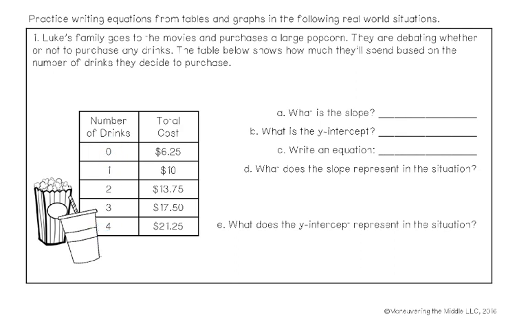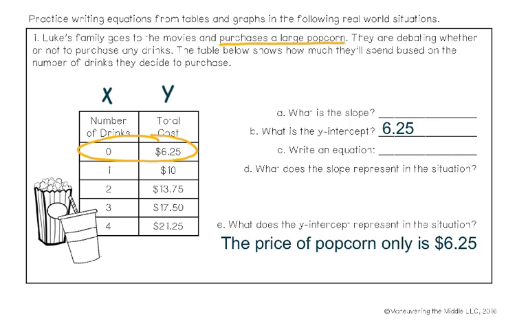Let's label what our x and our y is in this function. The input is the number of drinks. Your cost is the output. It depends on the number of drinks that you buy. And it might be easier to start by looking at this first point here. After 0 drinks, they've spent $6.25. How is that possible and what does that represent? Remember, we're looking at this point in the table whenever the x is 0 for what the y is. That's always going to be our y-intercept in the table. And in this case, that's the price of the popcorn because right away they purchased that popcorn without ever buying a drink. So we have the y-intercept.